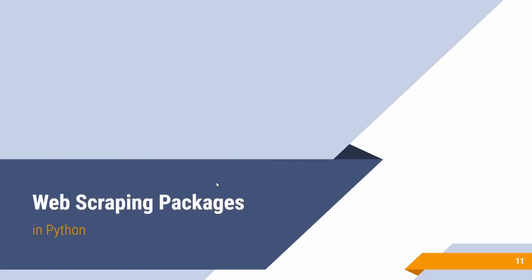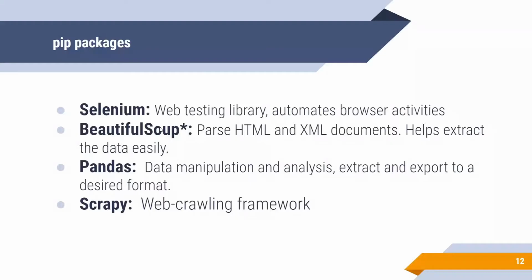Now we will discover some packages in Python. Why do we choose Python? Because it's literally the easiest language that anybody can use and follow through. We will discover there are 4 main packages used in web scraping. The first one is Selenium, which is a web testing library, and it can be used to automate browser activities.